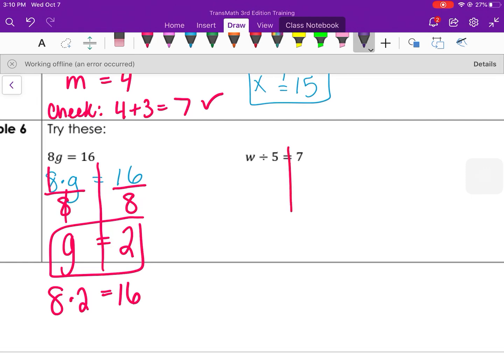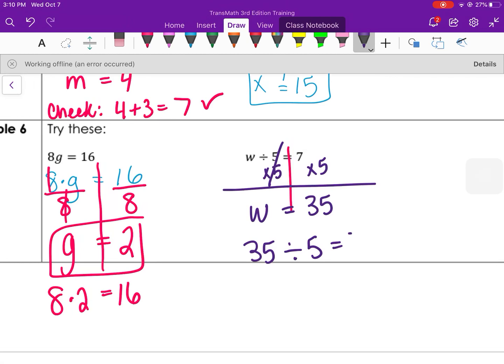The same thing over here. W divided by 5 equals 7. The opposite of division, the inverse operation, is multiplication. So if I multiply both sides by 5, this will cancel, and I get W equals 7 times 5, which is 35. Let's check that one. 35 divided by 5 equals 7. That is true, so W equals 35 is my solution.